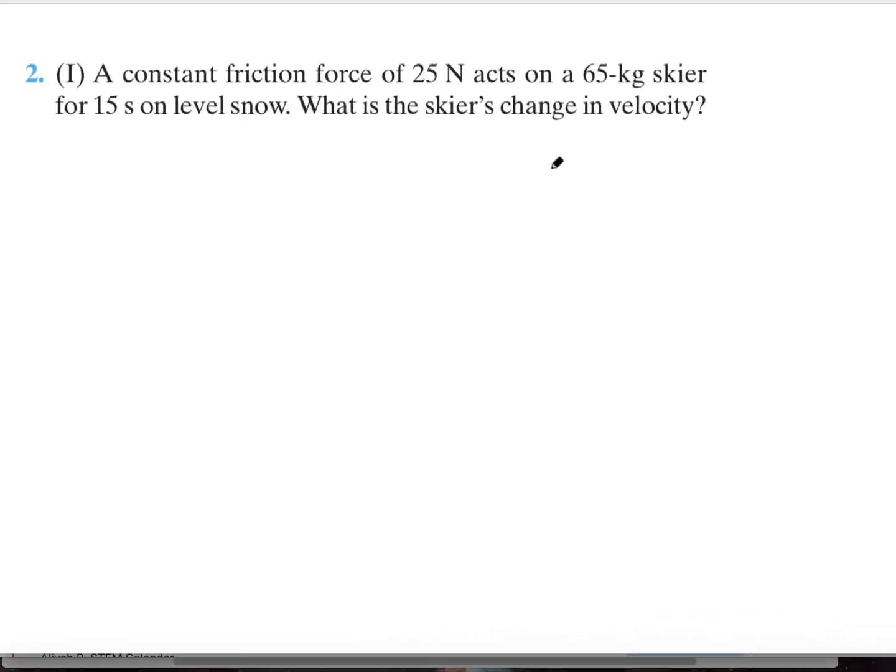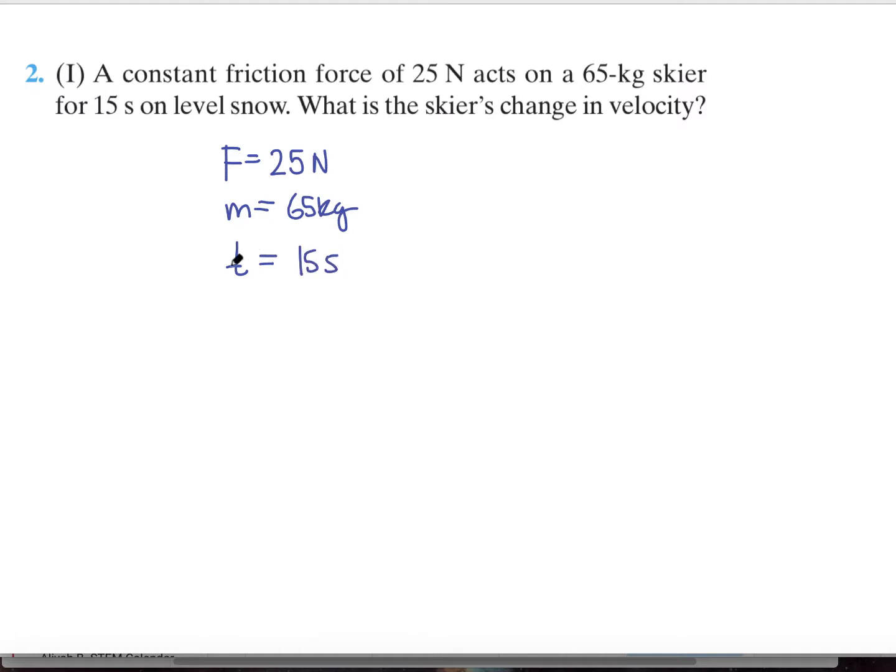For question number 2, we have a constant friction force of 25 newtons acting on a 65 kilogram skier for 15 seconds on level snow, and we want to find his change in velocity. So let's go ahead and write these down. We have a force, and you can label it a force of friction if you like. I'm just writing the one force though, of 25 newtons, and it's acting on a skier with a mass of 65 kilograms, and it's acting for a time of 15 seconds.